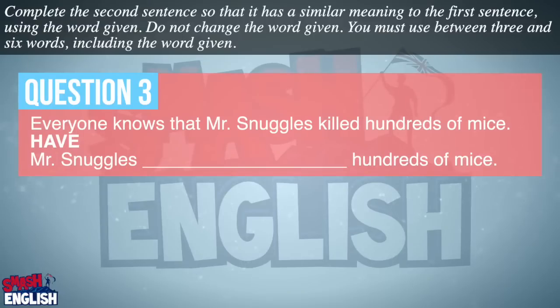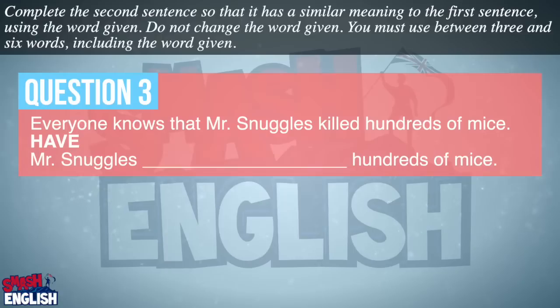Okay, let's do one more. How about everyone knows that Mr. Snuggles killed hundreds of mice? He was a murderer, Monica. No, he was not. Mr. Snuggles was a good man. Our first sentence is everyone knows that Mr. Snuggles killed hundreds of mice.